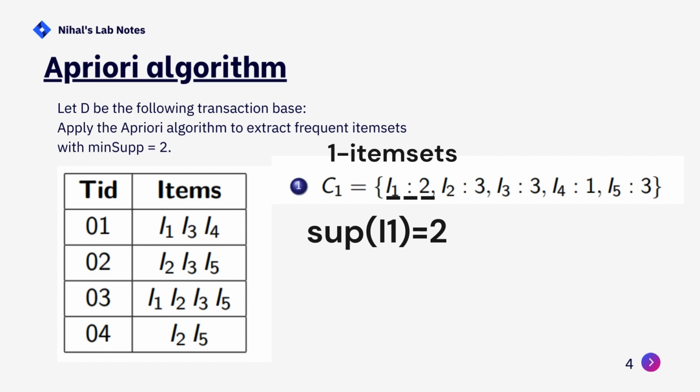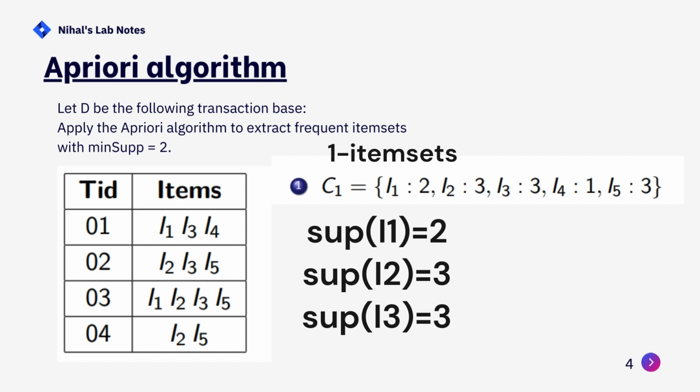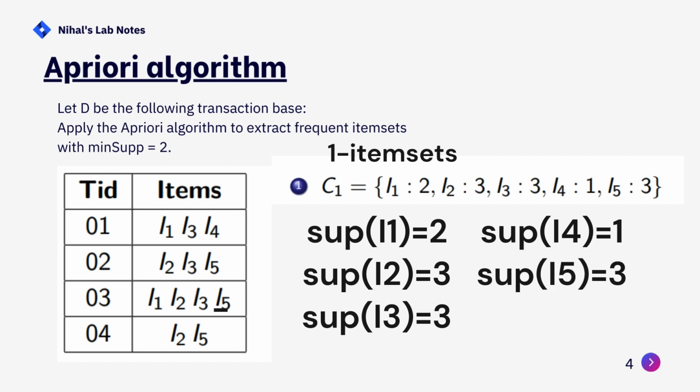It means we are going to look in the transactional base. I1 appears in the first transaction, so 1. It does not appear in the second, it appears in the third. So for I1 we have 2. For I2 we have it in the first transaction, in the third, and in the second, so we have 3. For I3 we have it in transactions 1, 2, and 3, so we have 3. For I4, we have it just in the first transaction. For I5, we have it in the second, third, and fourth.